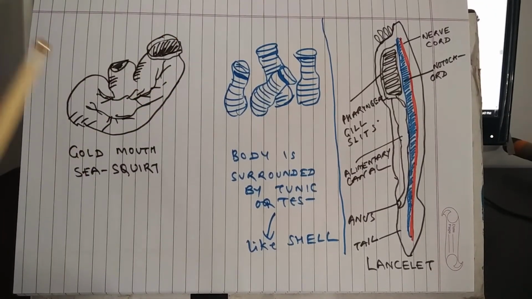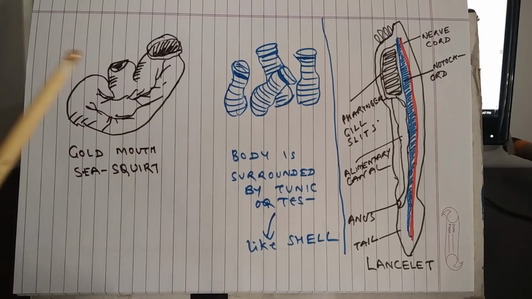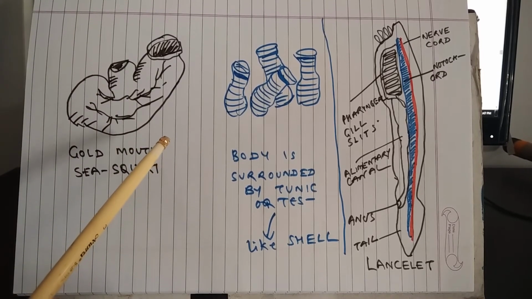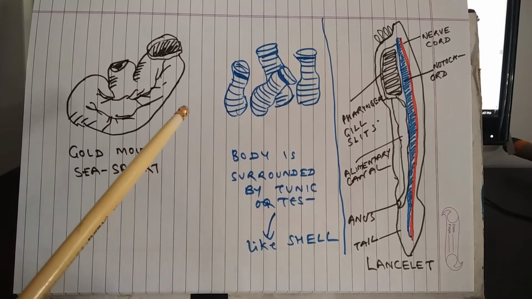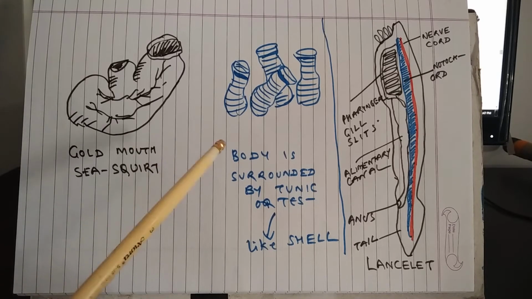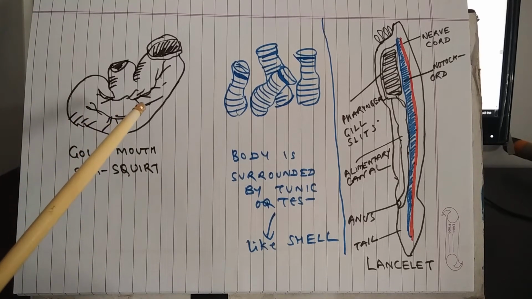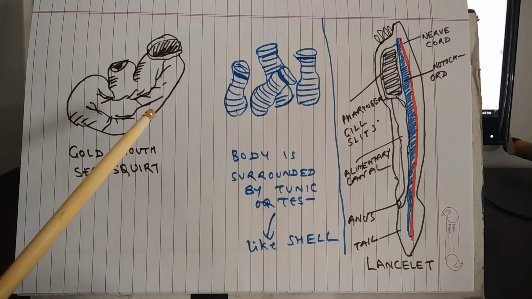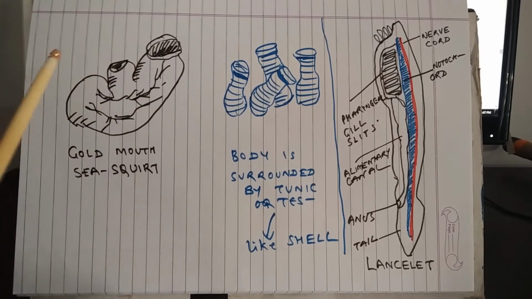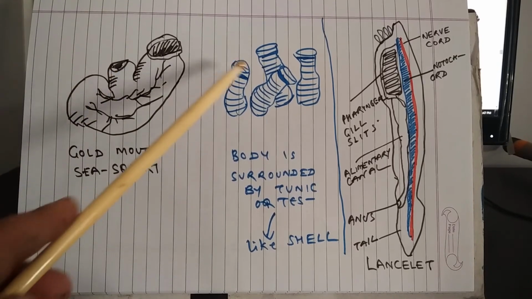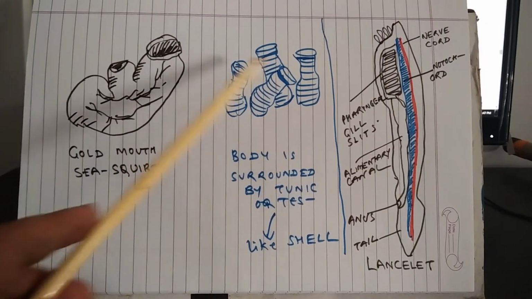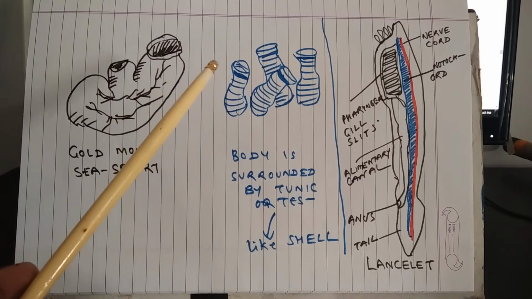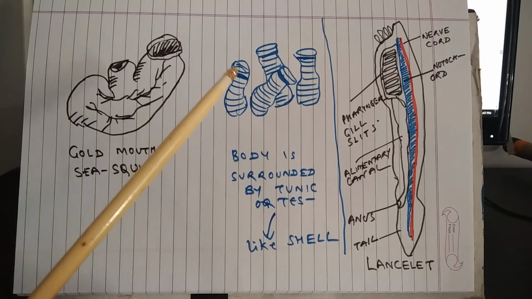Here are some diagrams. These two diagrams are of animals from phylum Tunicata, or sea squirts. This is the gold mouth sea squirt. It more or less appears like a flask with a mouth. So, this is the mouth and this is the anus. These are flasks. So, these are blue tunicates or blue sea squirts.